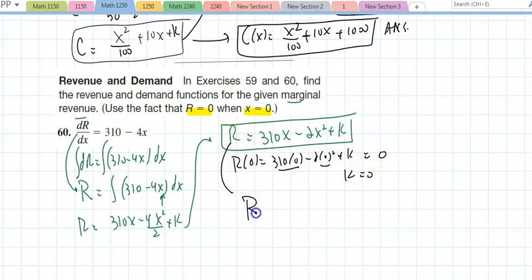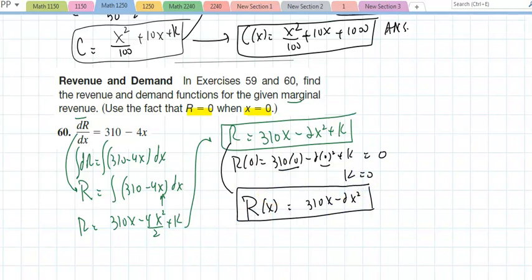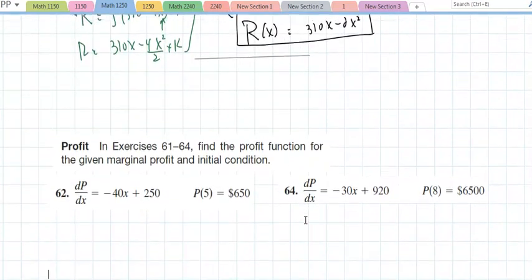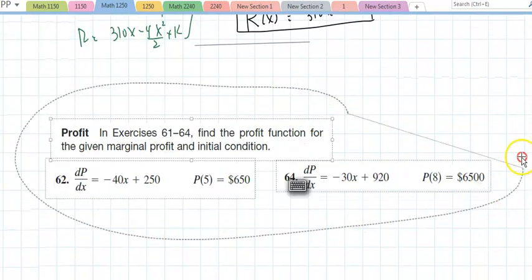So my final answer for the revenue function of x units is 310x minus 2x squared. You could write plus 0 if you wish, but we normally don't say plus 0 because that doesn't change a value. And a couple more to go.